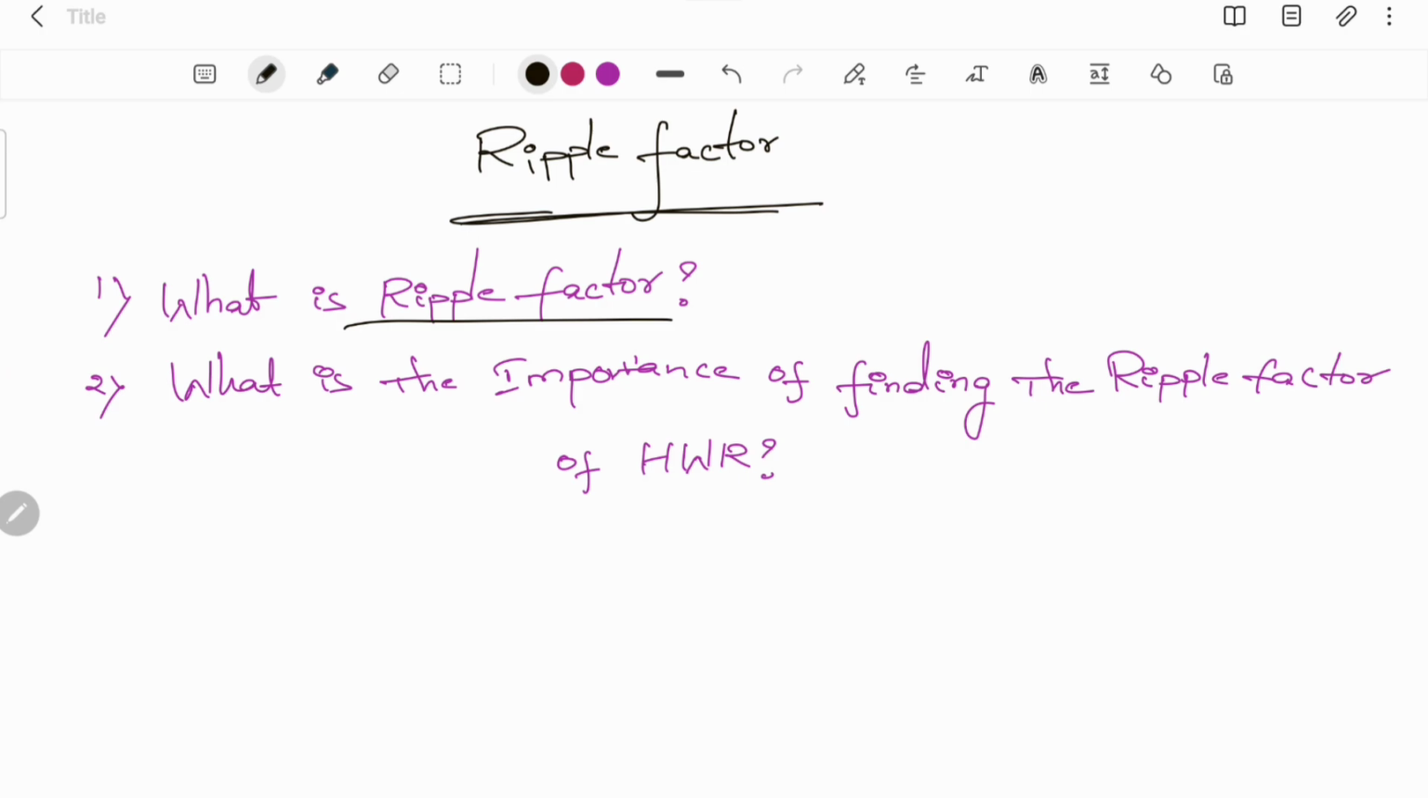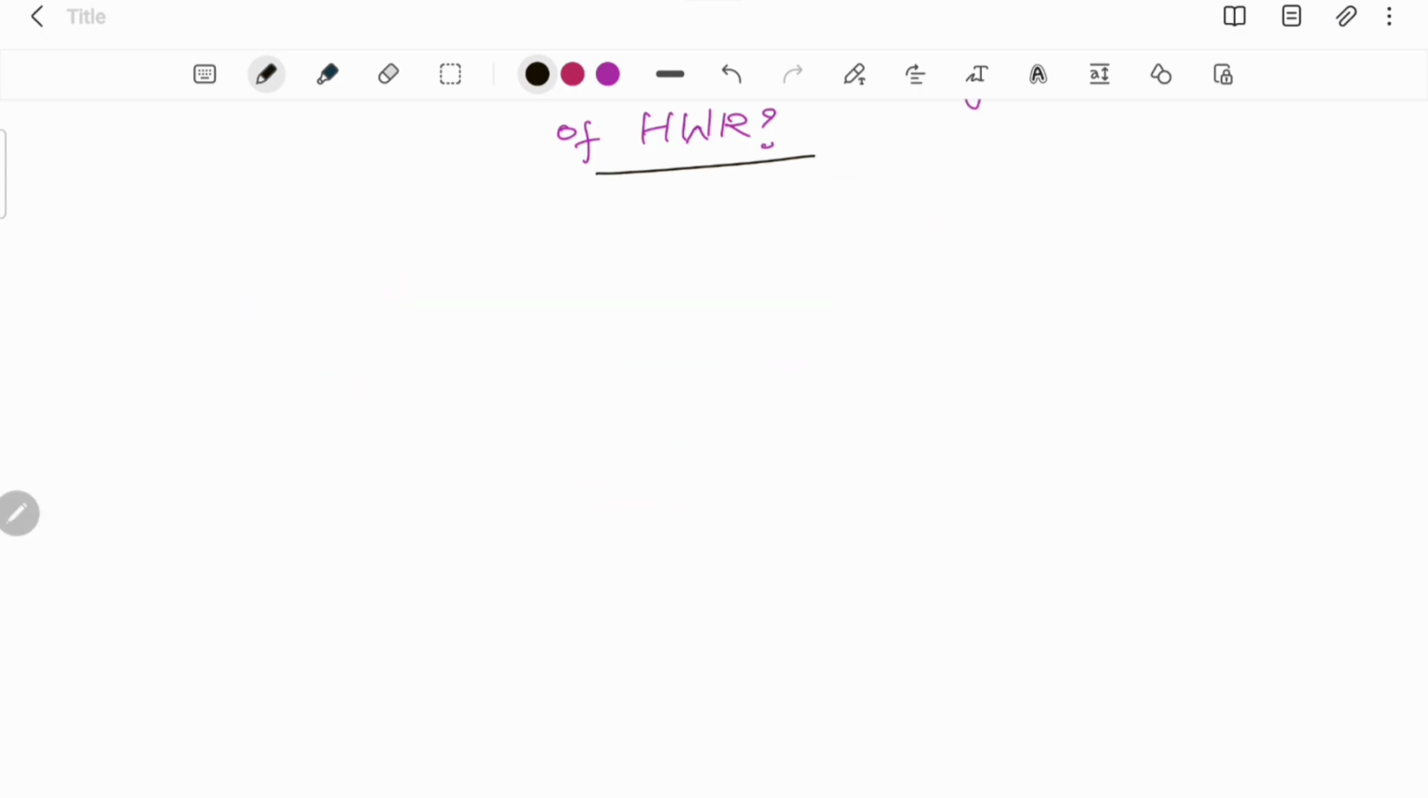So to find out the ripple factor, we have a formula. Based upon that formula, we can find out the ripple factor. So now I think you have got the idea. What is the importance of ripple factor? You should find out how much ripple content is present in the half wave rectifier. So now by using the formula, we can find out the ripple factor.